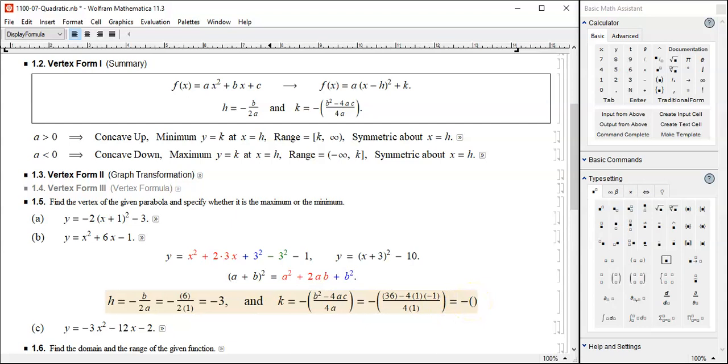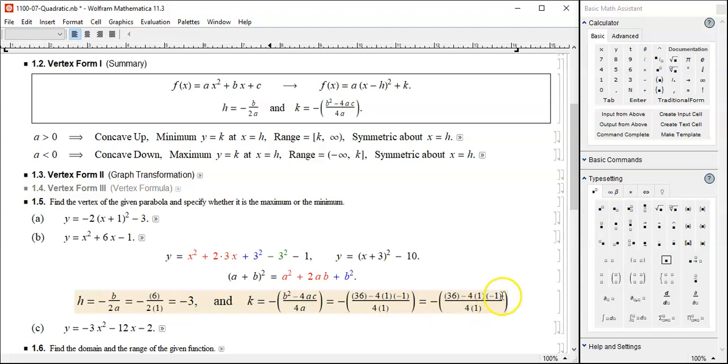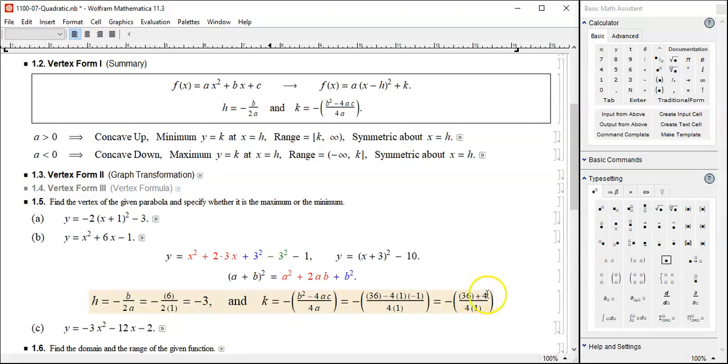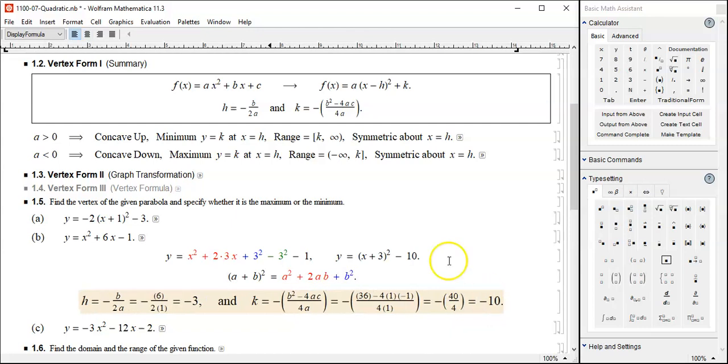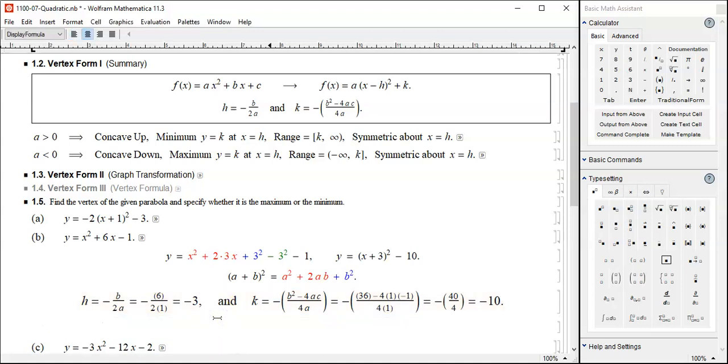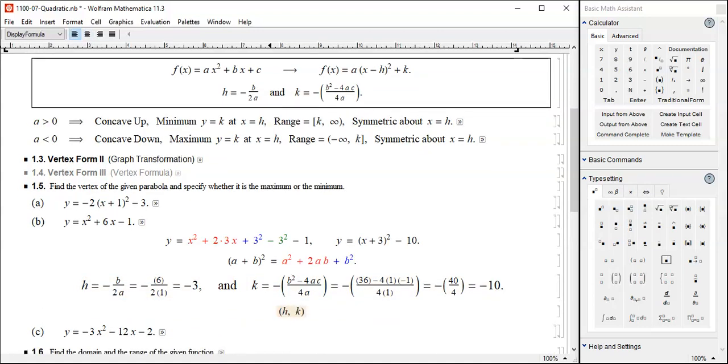Now, this is negative of, let me see, minus minus plus, negative 36 plus 4 is 40. 40 over 4, oh yes, this is negative 10. And yes, negative 10. From here, negative 3. So yes, either way, we can find h comma k. So either way, we have h comma k is equal to negative 3, negative 10.